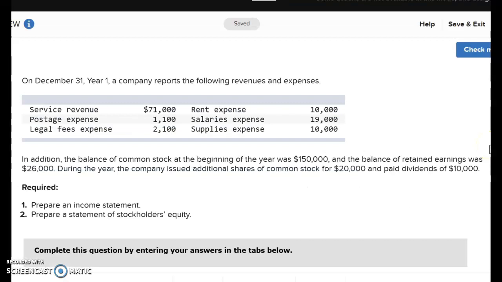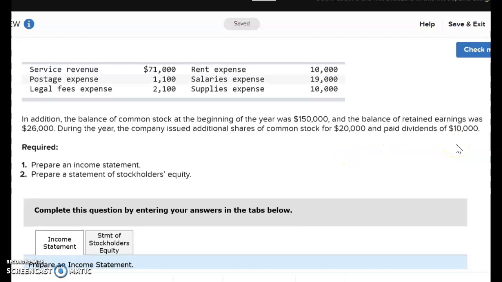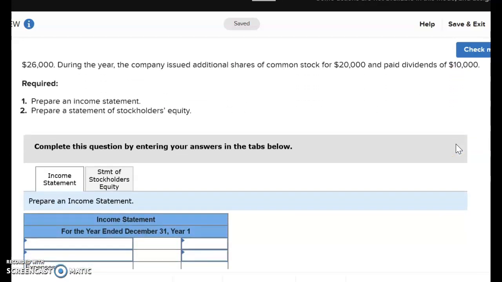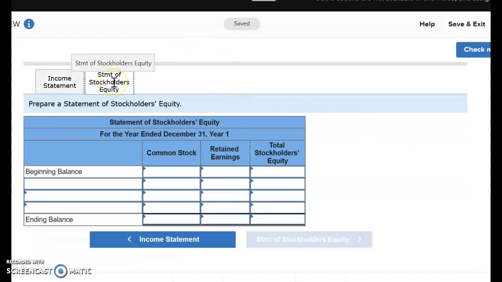Okay, this is number 8. Again, you have some information and more information about the balance of common stock at the beginning of the year, retained earnings, and how much stock was issued during the year and how many dividends were paid. And you need to do an income statement and a statement of stockholders' equity. Okay, so there's your format for each one.